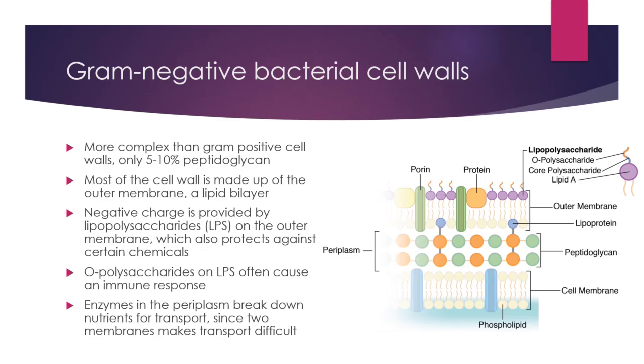And since there are two membranes in the cell wall, transport into the cell is a lot more difficult, so enzymes in the periplasm between the membranes aid in transport. This can be done through the breakdown of substances or by binding to the substances.